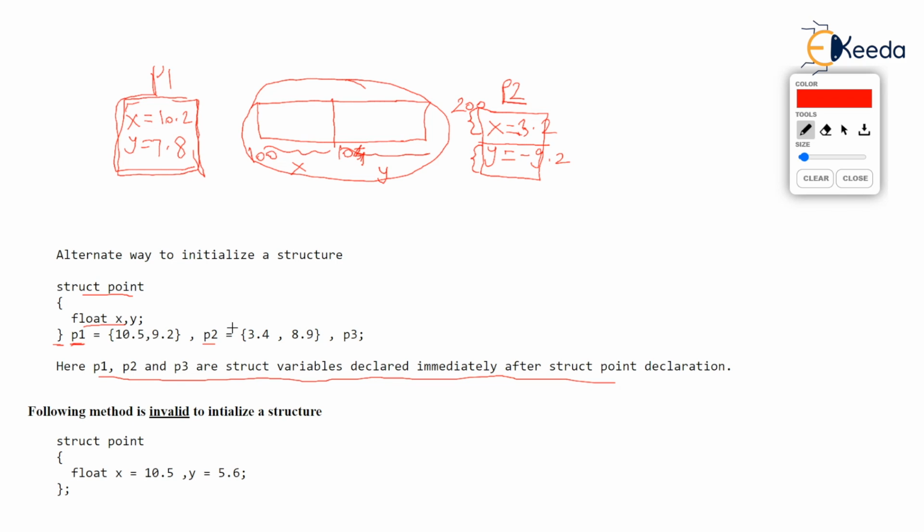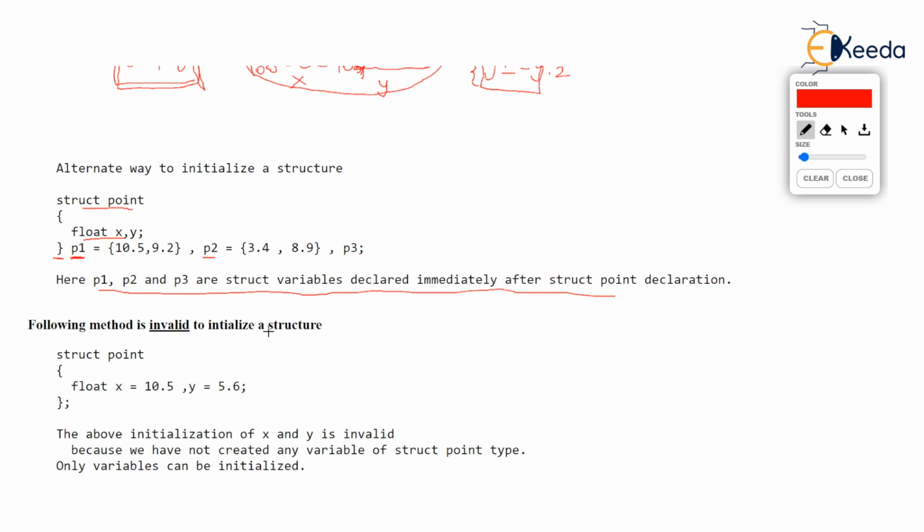Now before we end this video, check that the following method is invalid to initialize a structure. One might feel that anyway we are declaring point structure and point has x and y. So why don't you initialize float x equal to 10.5 here itself and y equal to 5.6? Now, you all know that when we declare a float variable, we can initialize it. But this type of initialization of struct members is wrong.